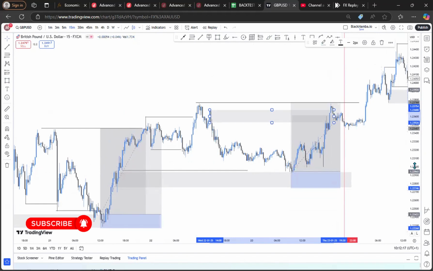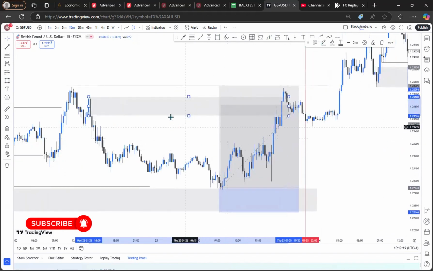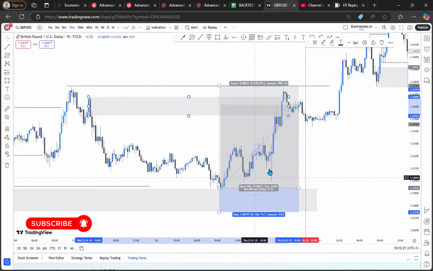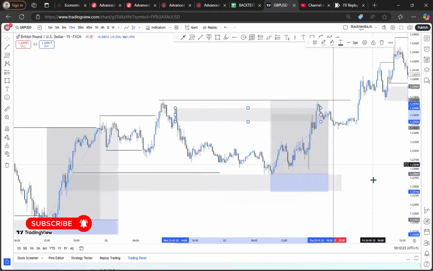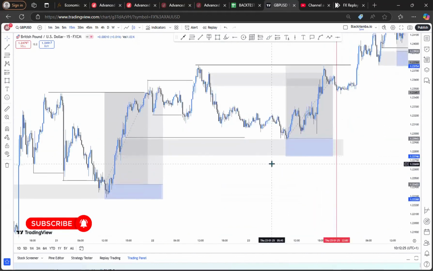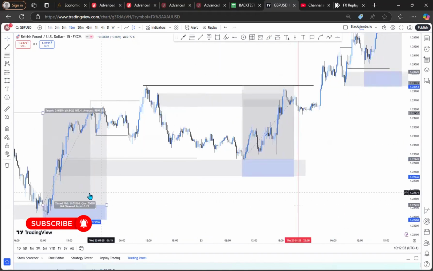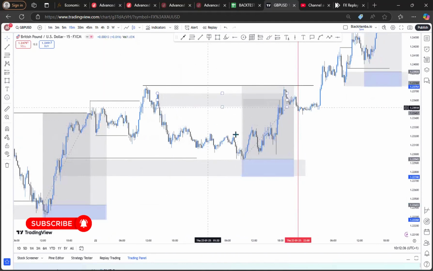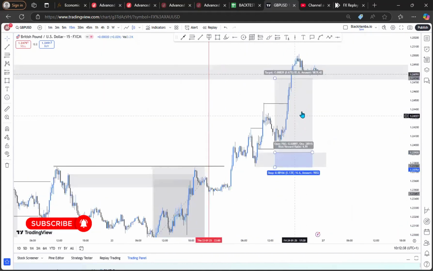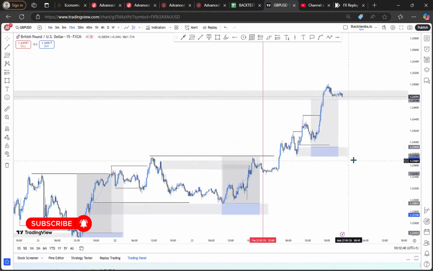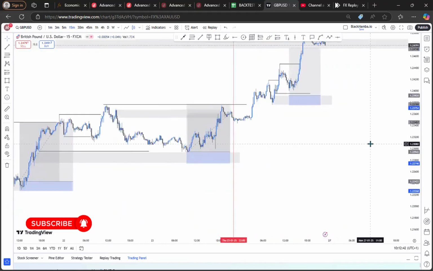The lesson I was able to learn from this is that I should always stick to my initial plan and allow price to do its thing. I would have gotten like these 2 wins. I only got this one win. I took one loss. I missed this one, and I missed this one as well. So that is it on GBP USD this week.